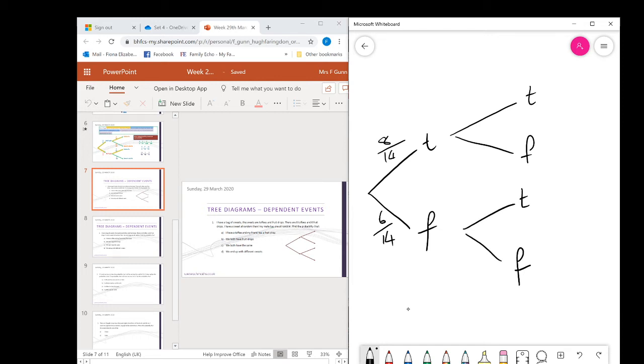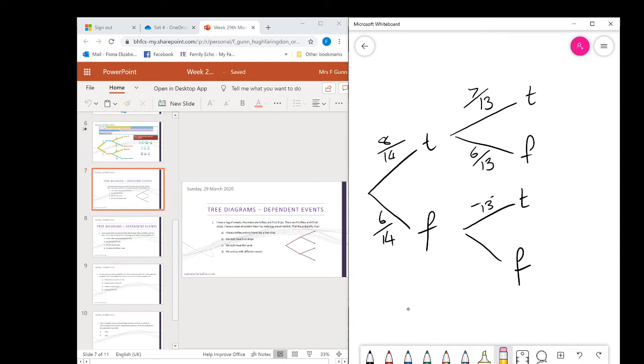Now if I took a toffee, there were 8 toffees, now there's only 7 toffees left. And there were 14 sweets, but I've eaten one, so there's now only 13 sweets. There are still 6 fruit ones in the bag. Parallel universe, I didn't take a toffee first, I took a fruit one first. So now there are only 5 fruit ones. I'm being silly.